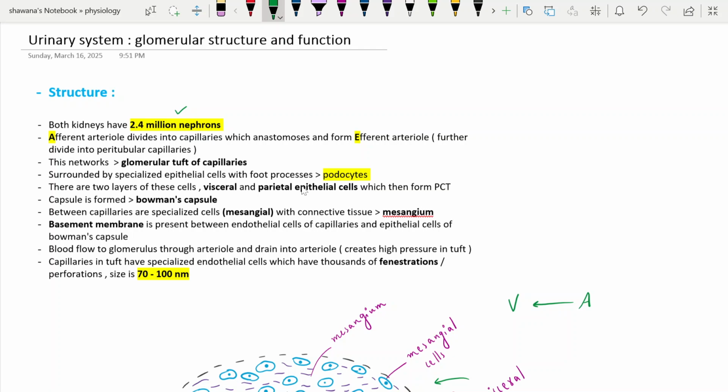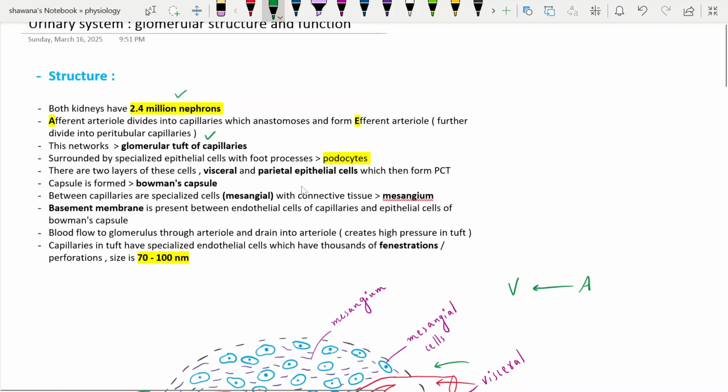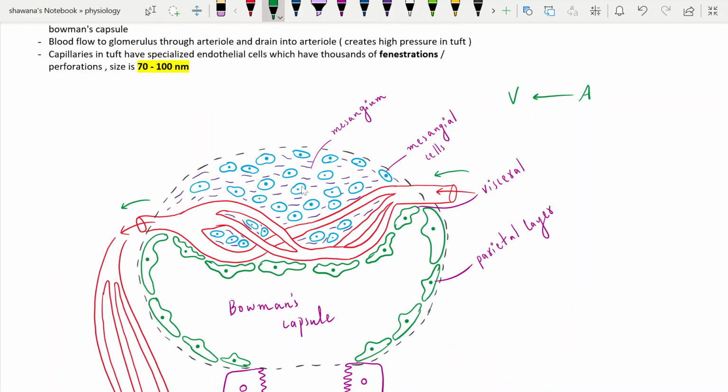So the glomerular tuft of capillaries is there. Also, the glomerulus is surrounded by specialized cells known as podocytes, and they contain foot processes. As you can see, this is one cell of a podocyte. It contains foot processes, as you can see here, and there are two layers of it. First is the visceral layer and the second is the parietal layer.